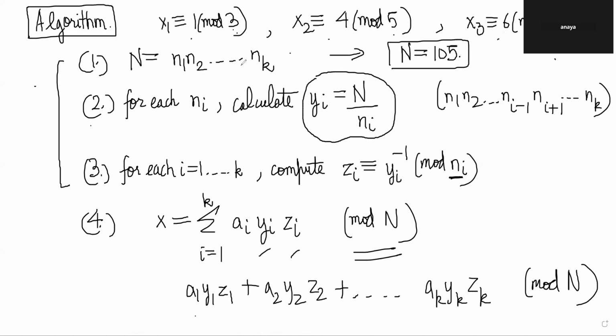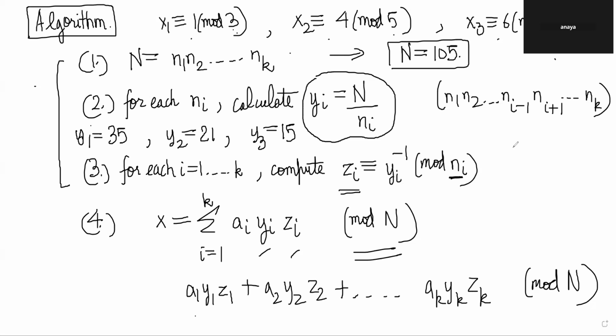For each Ni, we will calculate Yi first. So Y1 will be 105 by 3, so Y1 is 35. Y2 will be 105 by 5, which is 21. And Y3 will be 105 by 7, so 15. Now the main step is calculating the inverse of all of these Yi relevant to their mod Ni.